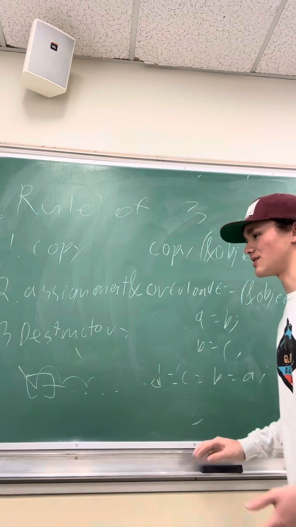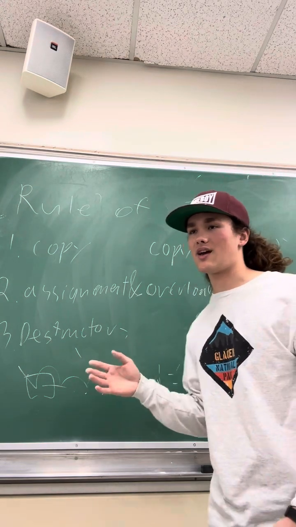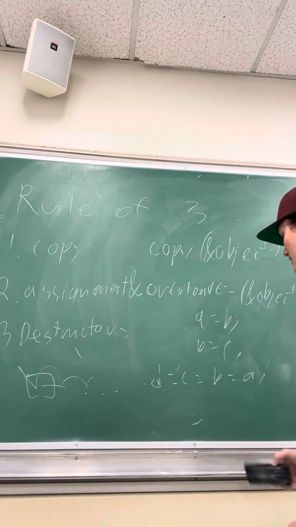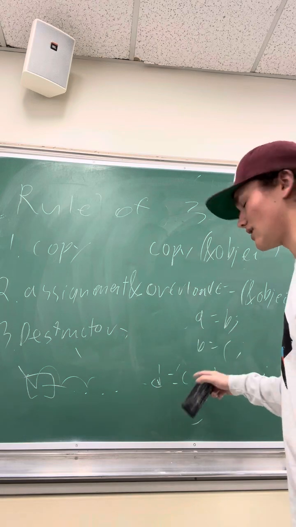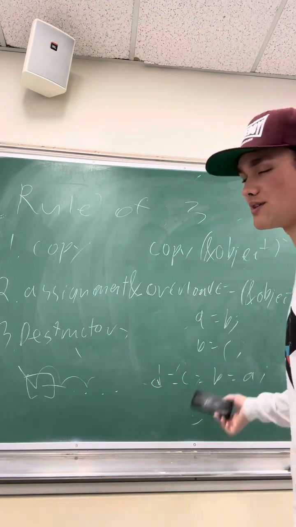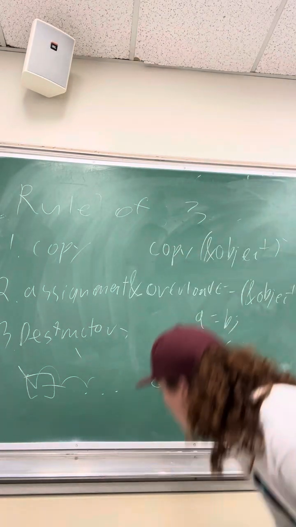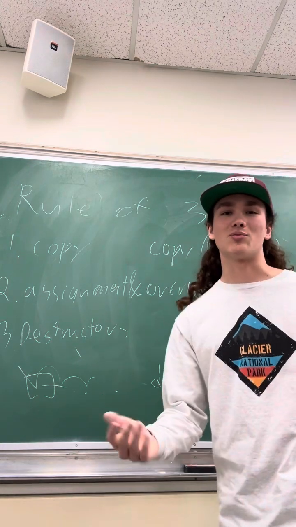Say you want to assign two objects, like say we wanted to assign C and B to be equal to A. This is how you do it. And if we weren't able to do that, that would be a bit of a problem.